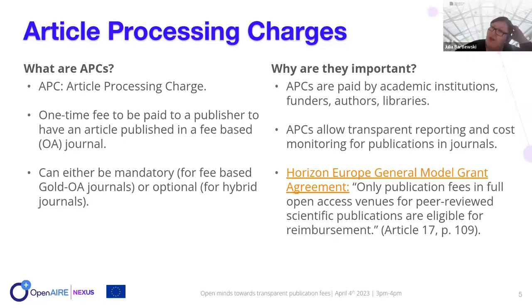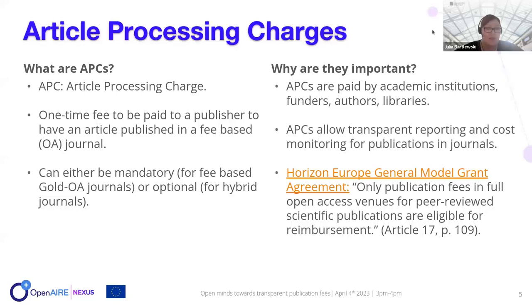So basically, we are in a transition process in which scientific publishing is shifting to open access. So payments to publishers are transforming from subscription fees to APC-based models, and also to transformative agreements, which I will talk about in a minute. So APCs allow transparent reporting and cost monitoring for publications in open access journals. In addition, one can say that many funders now only support publications in full open access journals, as stated, for example, here in the Horizon Europe agreement.